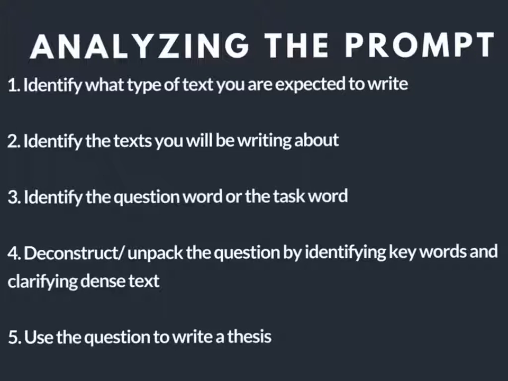So I've done step 1. I've determined that I have to write a response to text. I've done step 2. I've determined that I'm going to write about the article Wildfires and the article Windy Gale. I've done step 3 and I've determined that the question word how means that I have to explain that wildfires are detrimental to both people and the environment, and I have to provide quotes from the 2 articles to do that.